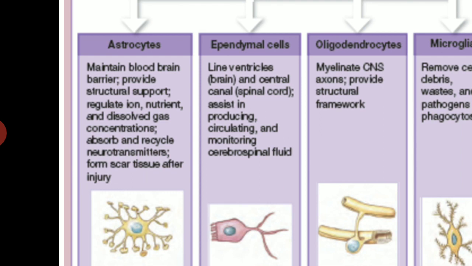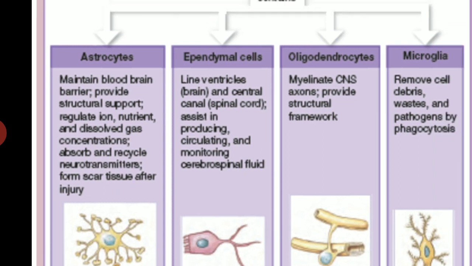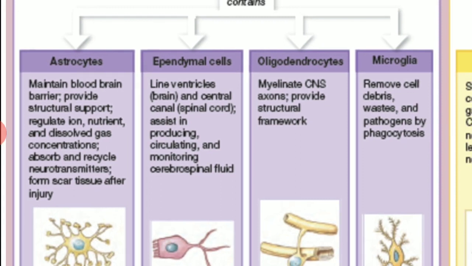Now astrocytes maintain the blood-brain barrier, provide structural support, regulate ion, nutrient, and dissolved gas concentration, absorb and recycle neurotransmitters, and form scar tissue after injury. Ependymal cells line the ventricles in the brain and the central canal in the spinal cord, as well as assist in producing, circulating, and monitoring CSF, cerebrospinal fluid.